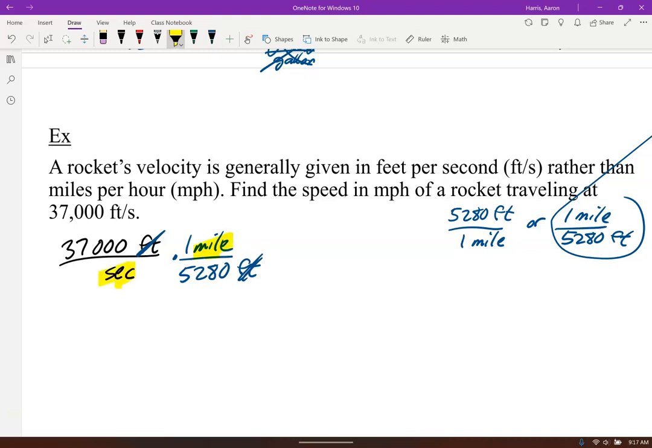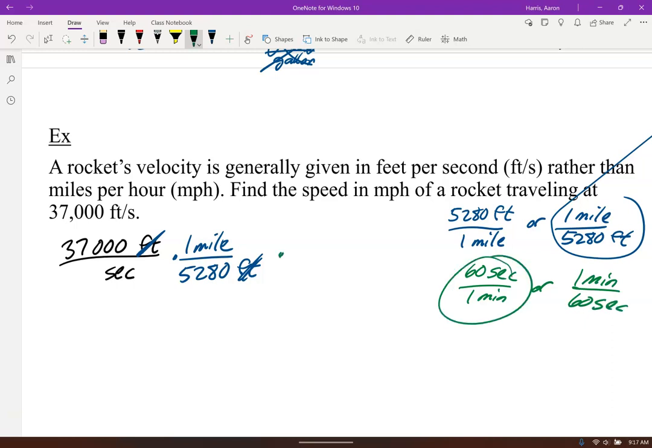So now we're in miles per second. I don't want miles per second. I want miles per hour. So let's go from seconds to minutes. I know there's 60 seconds for every 1 minute, or am I going to use 1 minute for every 60 seconds? Well, I'm trying to get rid of seconds, so I'm going to use the first one. There's 60 seconds in every minute. Now my seconds cancel, so now I'm in miles per minute.